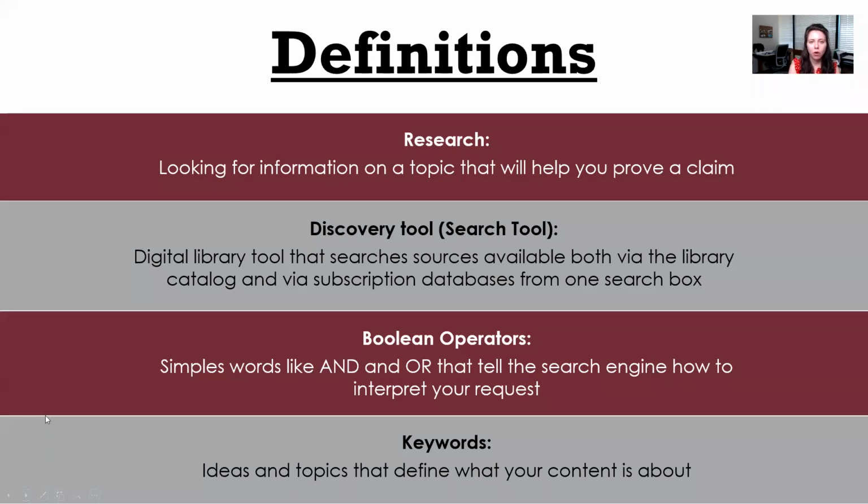So to start, I just want to go over some definitions in case some people are not familiar with these terms and just to make sure everyone's on the same page. So research is looking for information on a topic that will help you prove a claim. A discovery tool or a search tool is a digital library tool that searches sources available both via the library catalog and via subscription databases from one search box. Boolean operators are simple words like and, not, and or that tell the search engine how to interpret your request. And then keywords are ideas and topics that define what your content is about.